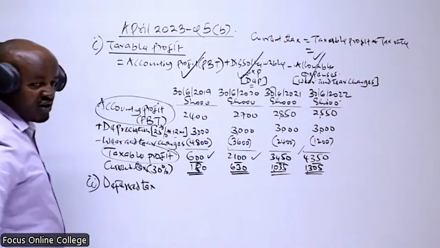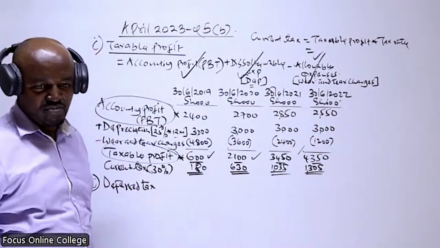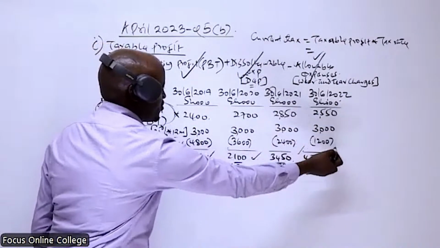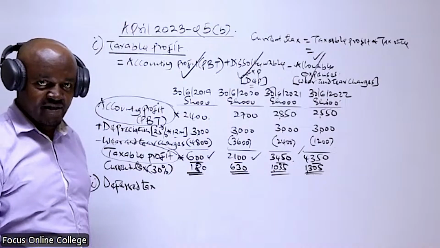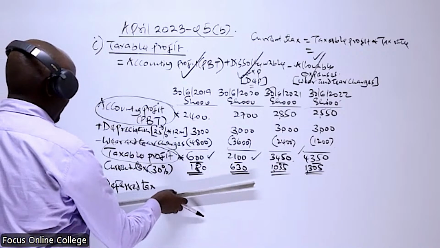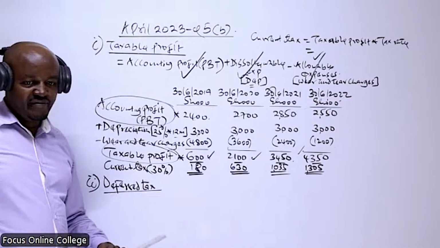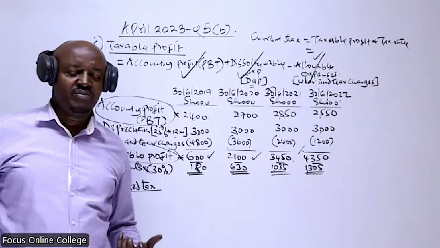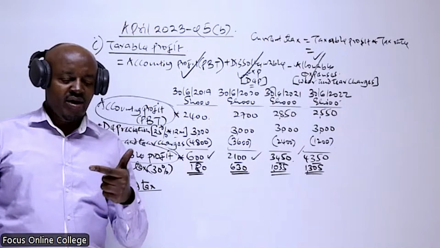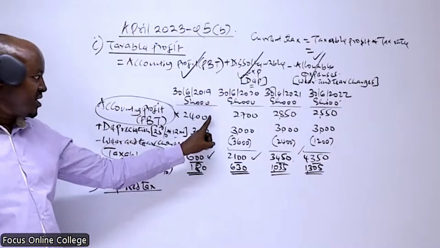And I hope you can see in our question here, we have the accounting profit and we have the taxable profit. If you check on these two profits, you'll be able to see that they are different. Therefore, to compute this deferred tax, there are two approaches we can use. We can compute the deferred tax using the income statement approach, where we use the timing difference. The timing difference is the difference between the accounting profit and taxable profit.